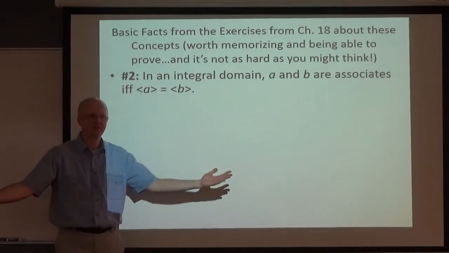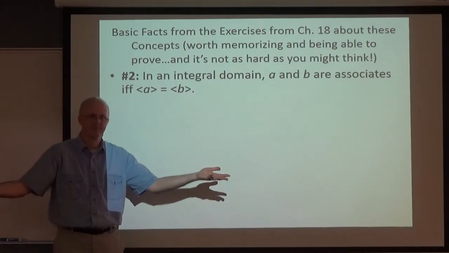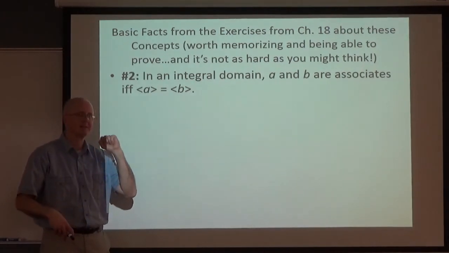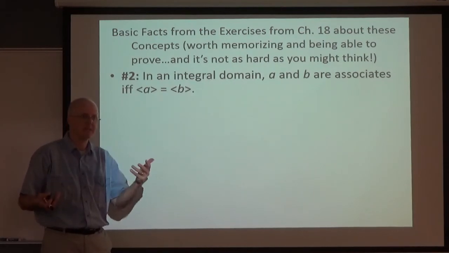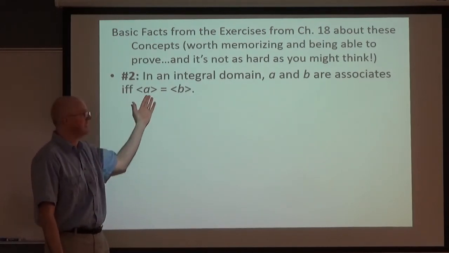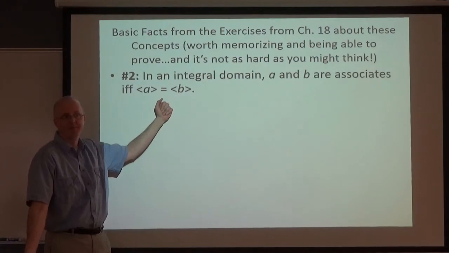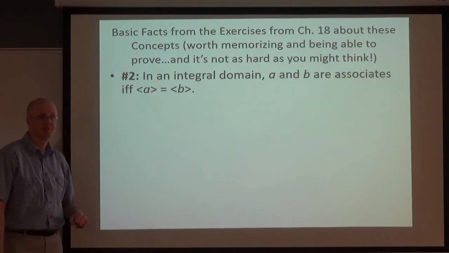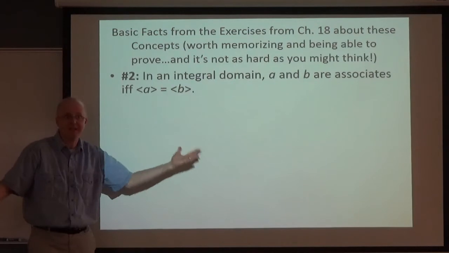What are associates in the integers? They are numbers and their opposites. Non-zero numbers and their opposites. 0 is its own associate. It's not associated to anything else. Plus or minus 5 are associates. Plus or minus 10. Plus or minus 17. And yes, the principal ideal generated by 17 is the same as the principal ideal generated by negative 17. And if they're not associates, this is an if and only if, 17 and 18 are not associates. The principal ideals generated by 17 and 18 are not the same.